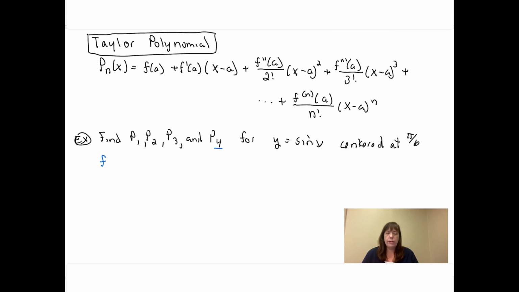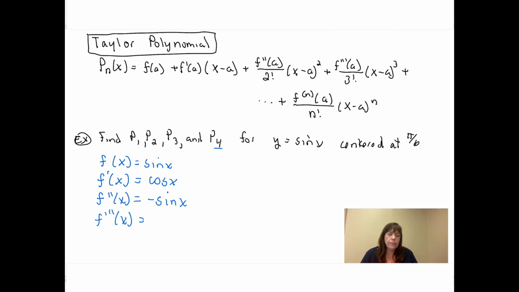So f(x) in this problem is sine of x. Now we're going to find the derivative of sine of x, which is simply cosine of x. Then the second derivative, which is negative sine of x. The third derivative, which is negative cosine of x, and one more derivative, the fourth derivative, gets us right back to sine of x.